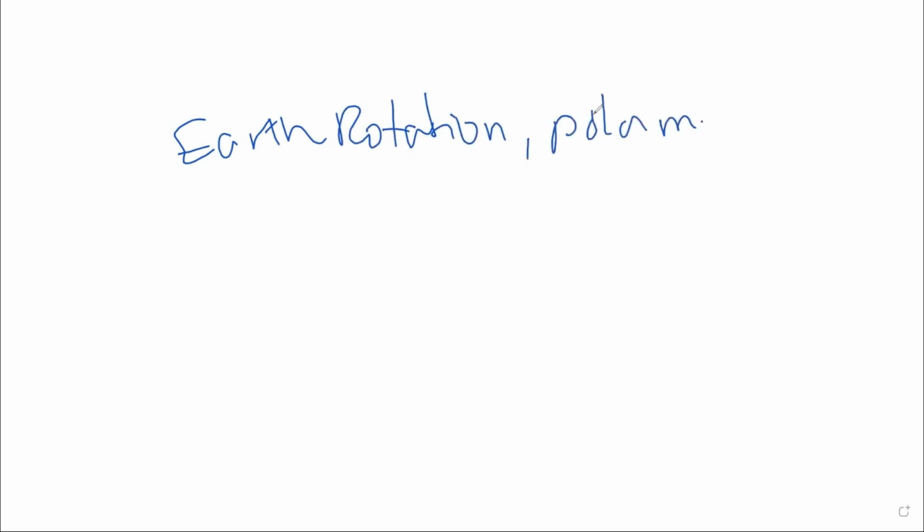Earth rotation, rotation, and polar motion. So how do we do that? We have a vector of coordinates of points in CTS system, so the conventional terrestrial system, and with some rotation matrices.